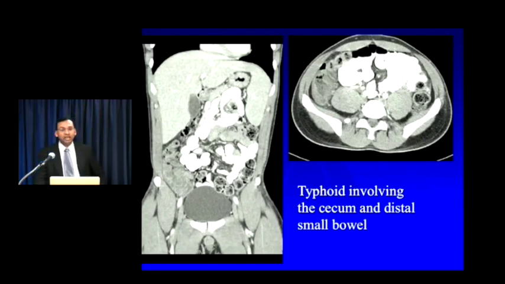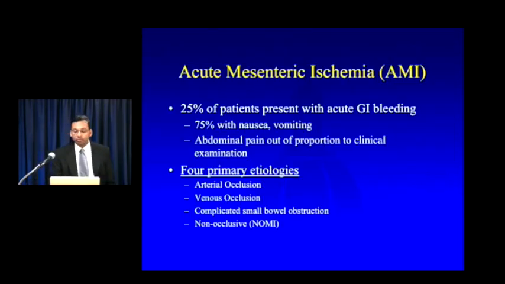As I mentioned, sometimes the distribution can be helpful. Here's an example of a patient with cecal and distal small bowel wall thickening, GI bleeding. This turned out to be typhoid in a patient who had actually traveled abroad.